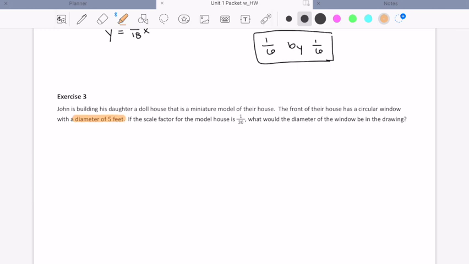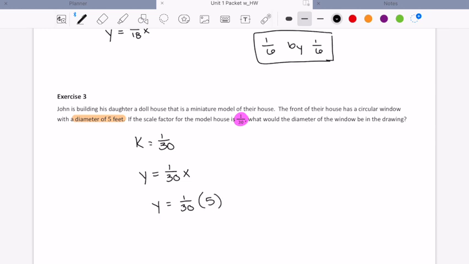Right, my dimension is 5 feet. And my scale is 1/30. So that means k equals 1/30. And my equation I'm going to use is y equals 1/30 times x. I am finding the drawing, so that's y. So I'm going to have y equals 1/30 times 5. You should get, coincidentally, 1/6 again. So the diameter of the window in the drawing is 1/6.